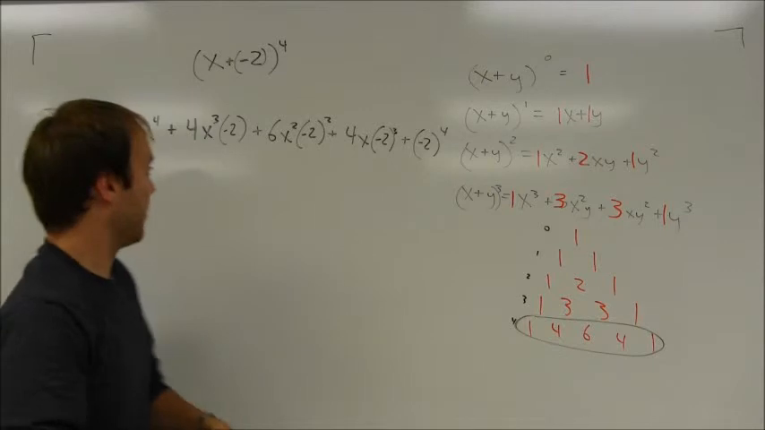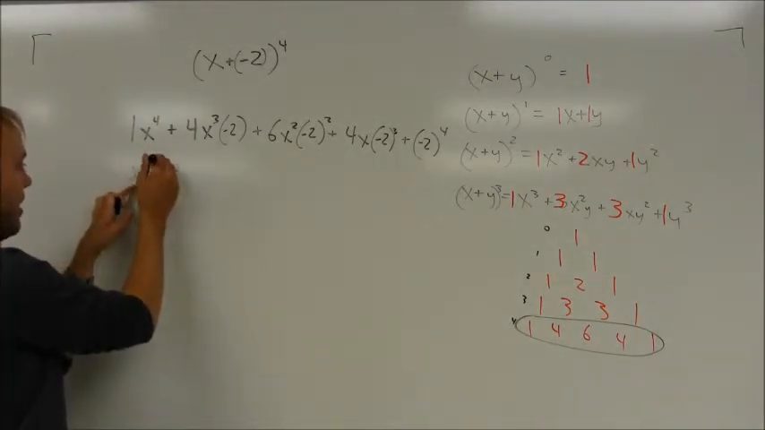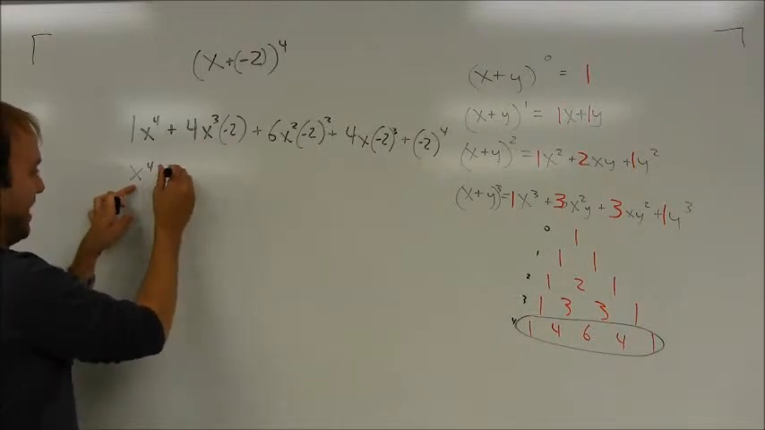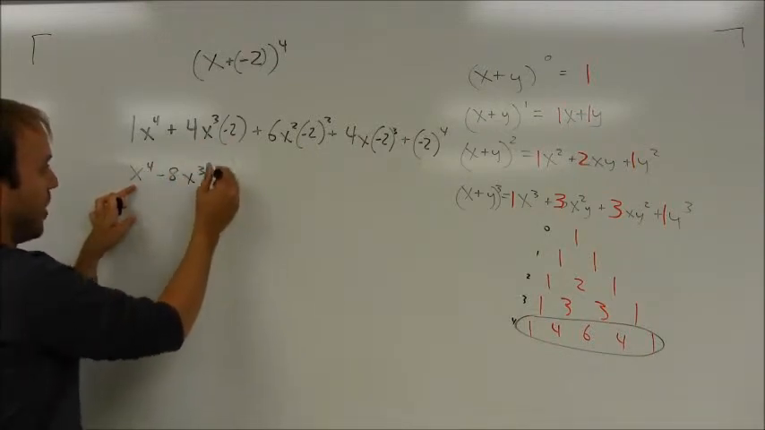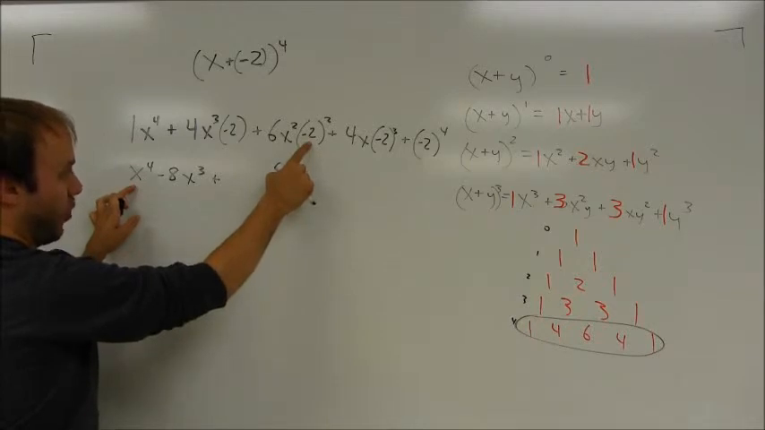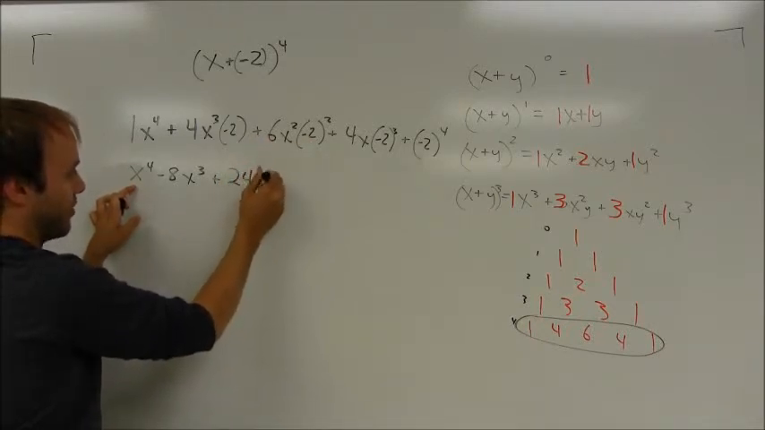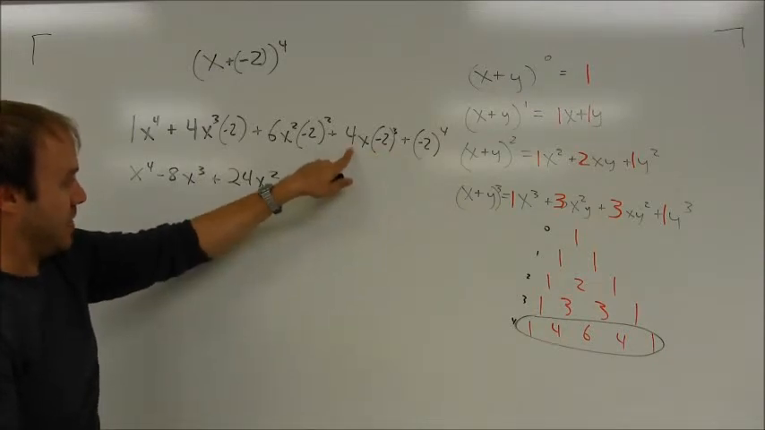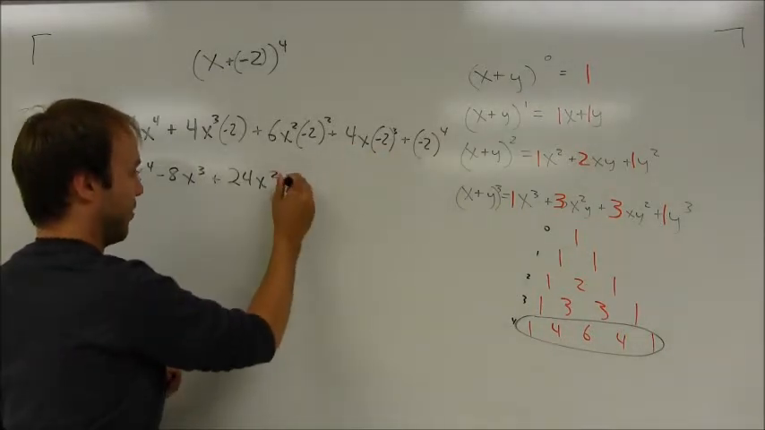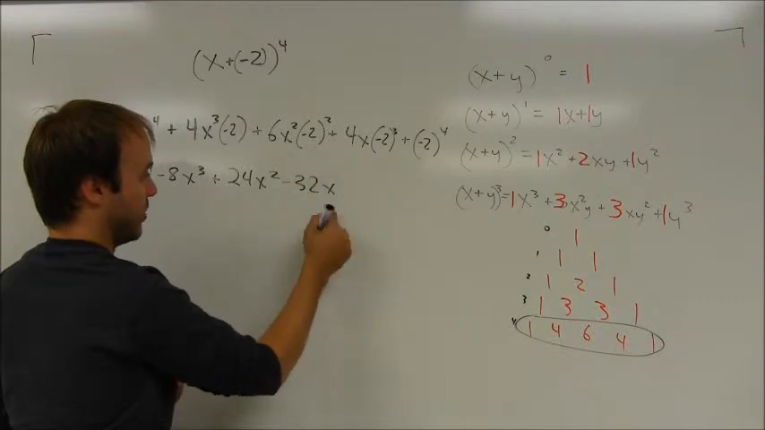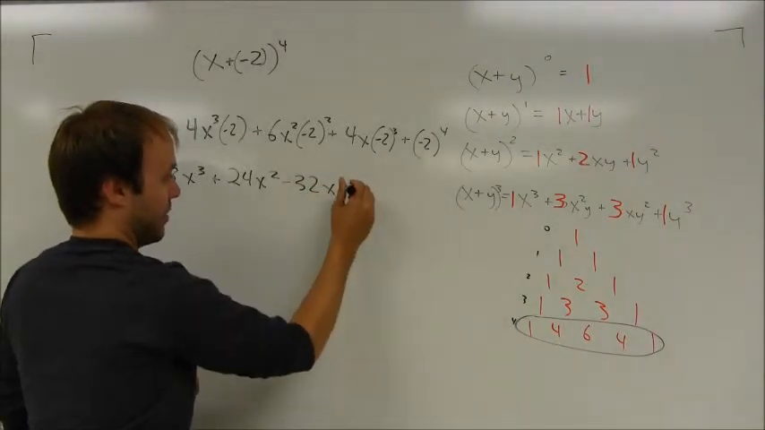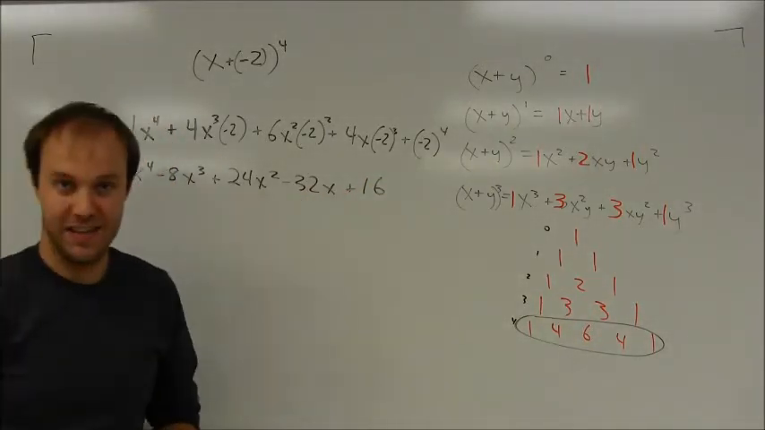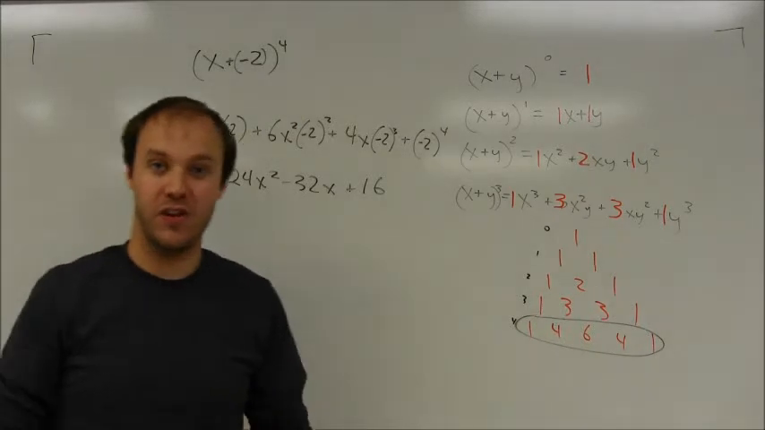And then you've got a bunch of simplifying this time that you don't normally have. So it's going to be an x to the fourth plus, negative 2 times 4 is negative 8. So that's minus 8x cubed plus, that's going to be 4. So that's 24x squared plus, that's negative 8 times 4 is negative 32. X, and then finally that'll be a plus 16. Notice that the signs alternate in this case because I had that negative sign in the original.